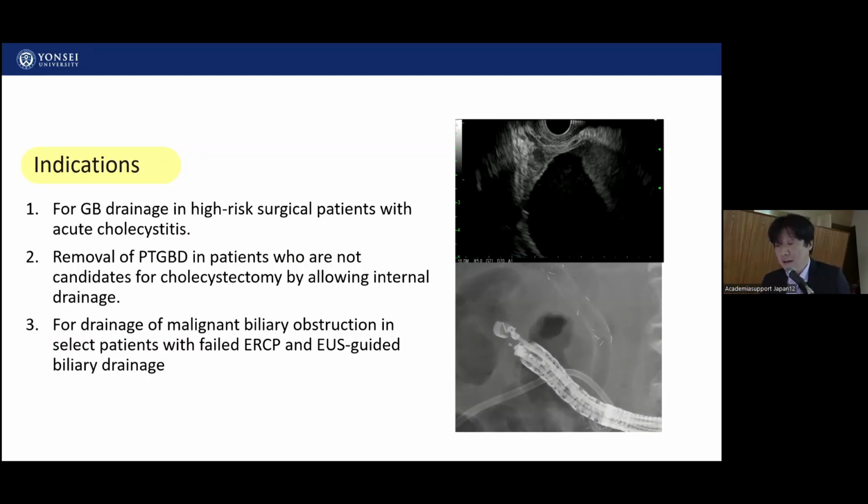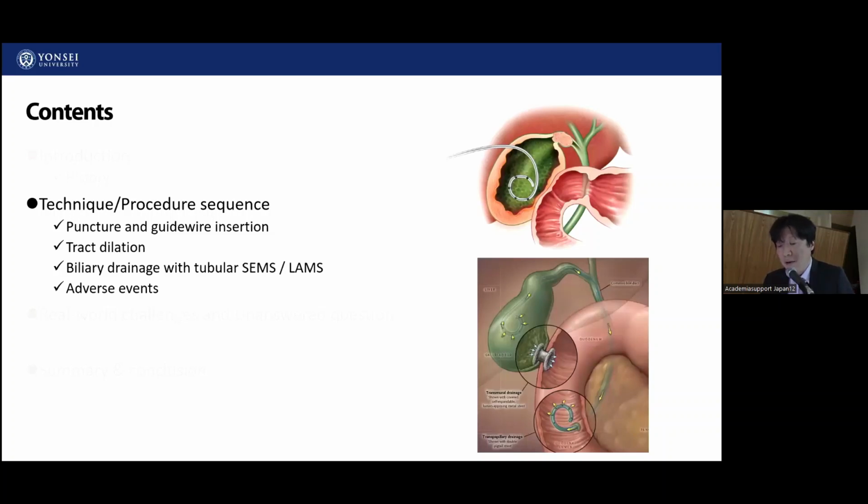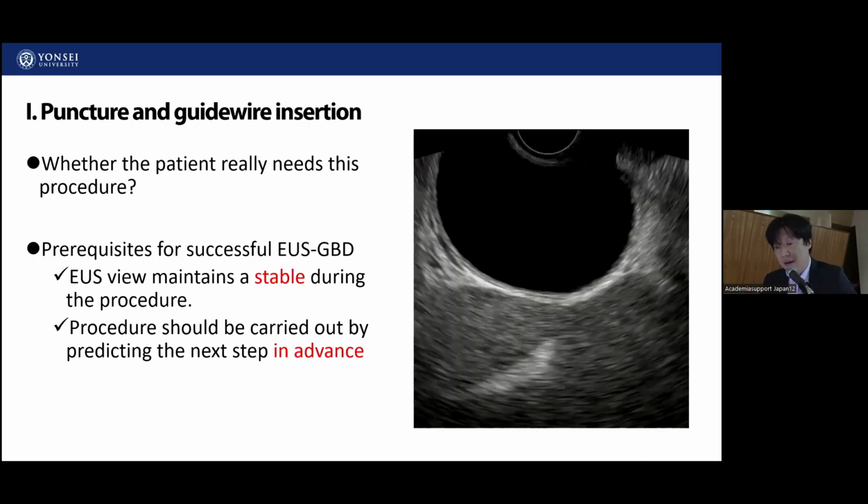Nowadays, the indications for EUS-GBD are as follows. First, GB drainage in high surgical risk patients with acute cholecystitis. Second, removal of PTGBD in patients who are not candidates for cholecystectomy by allowing internal drainage. And third, drainage of malignant biliary obstruction in select patients with failed ERCP and EUS-guided biliary drainage. I covered the technical procedure sequence. The initial step is the puncture and guide wire insertion.